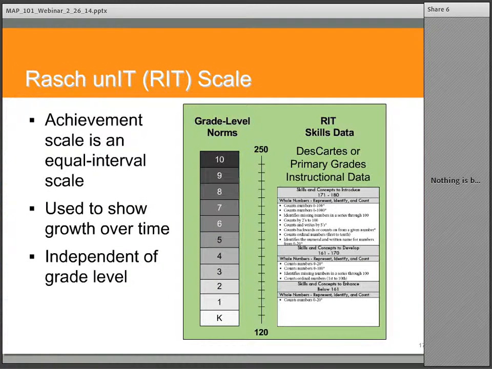Now we're going to talk about the Rasch Instructional Unit, or the RIT scale. Mr. Rasch is an actual man who invented this scale, and it's an equal interval scale of achievement. It's used to show what growth there is over time for a student, and it's completely independent of the grade level. It's where the student scores between, in this case, 120 and 250.